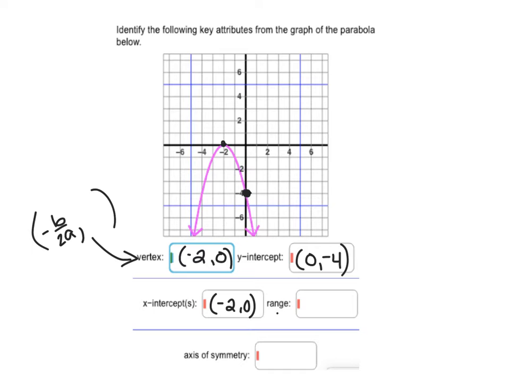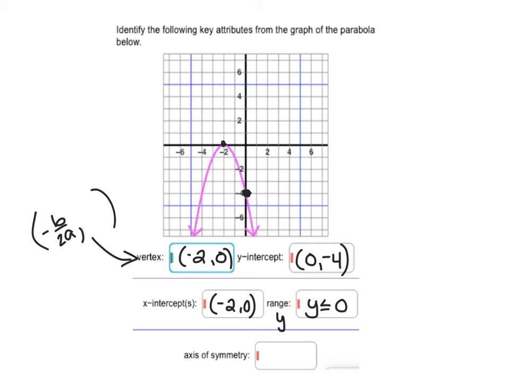Now the range, remember, is a question of y. So it's how low to how high. So this graph goes forever down because of the arrows, but the highest it goes is right here. That's your maximum value, which is 0, never gets higher than 0. So the range includes every value less than or equal to 0.